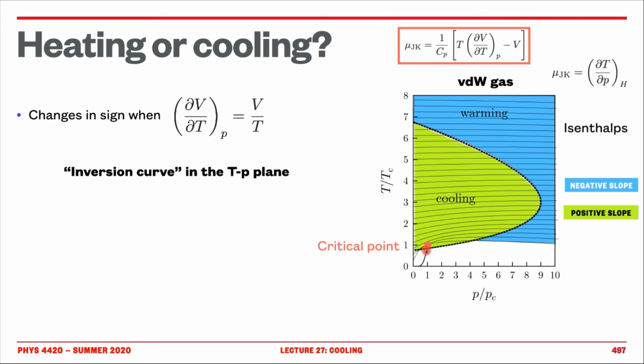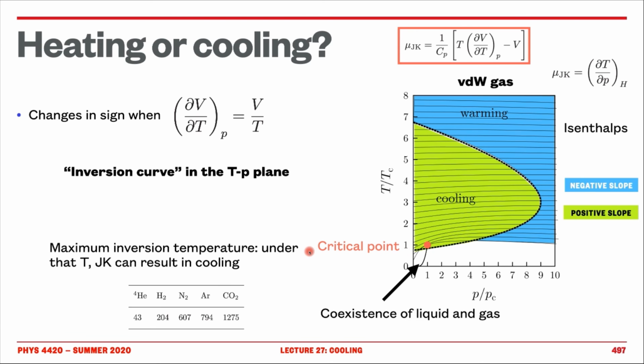I also have this little curve here, which is the coexistence of liquid and gas. This is what we studied in the last lecture. When we go across this line, we have a sharp change from liquid to gas, or from gas to liquid. Nice.